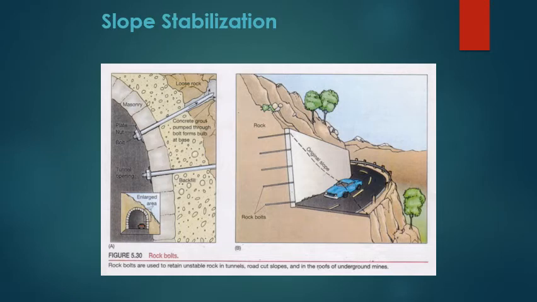Rock bolts are also used to retain unstable rocks in tunnels, road cut slopes, and road tunnels, and in roofs of underground mines. This diagram shows how effective a rock bolt is in anchoring the overhang of a tunnel. And also here, these are rock bolts strengthening this wall so that it can support material on the slope.